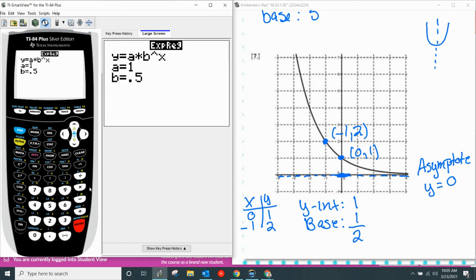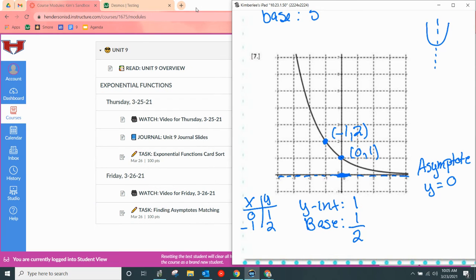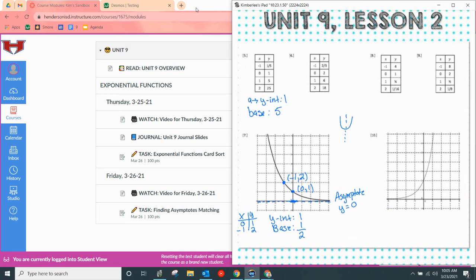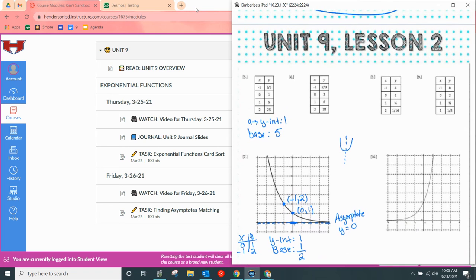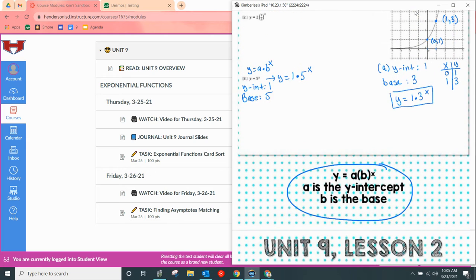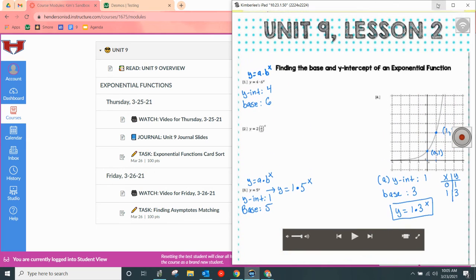Okay? Now, I'm going to let you finish out the rest of these. You have another graph. You have a few more tables, and then the equations up here on the first page. So find your base, find your y-intercept. Let's try to get really good at that.